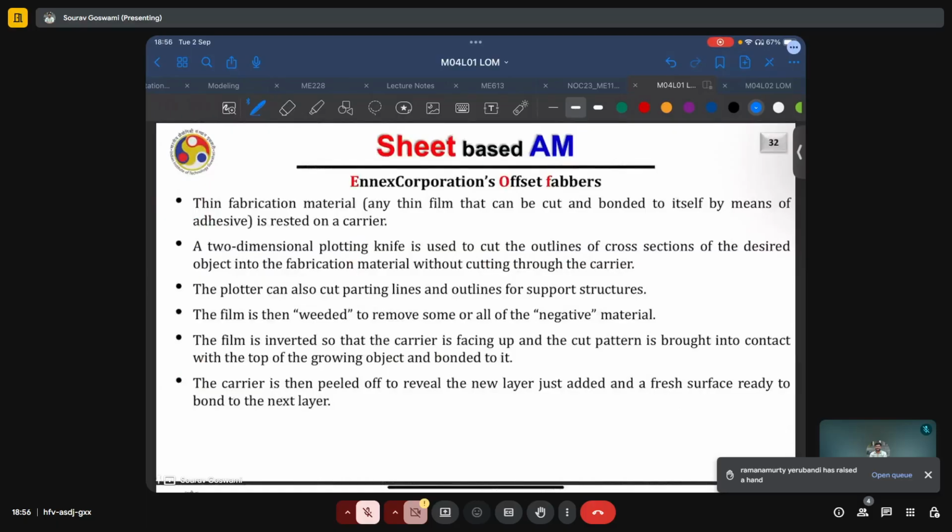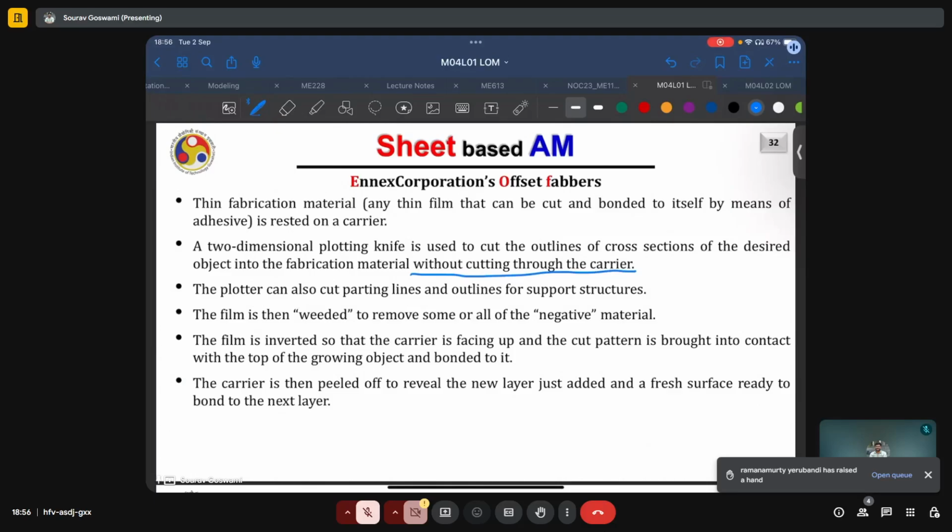In fabrication, materials such as any thin film that can be cut and bonded to itself by means of some adhesive is rested on the carrier plate. A two-dimensional plotting knife is used to cut the outlines of cross sections of the desired object into the fabrication material without cutting through the carrier, as we were just discussing. The plotter can also cut parting lines and outlines for support structure. However, we do not have, say, adaptive cutting, which was possible for the case of lasers, where we use a finer beam diameter for cutting the actual part contours, and a coarser beam diameter for cutting the grid lines.